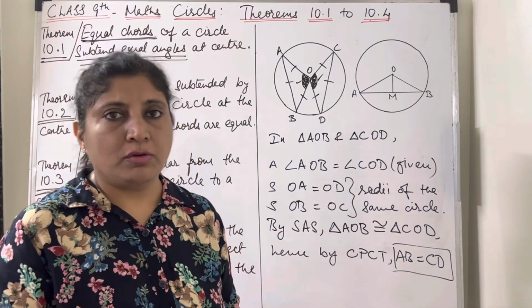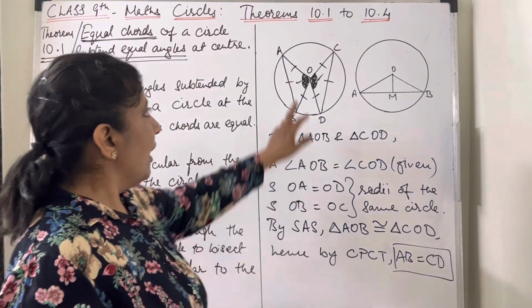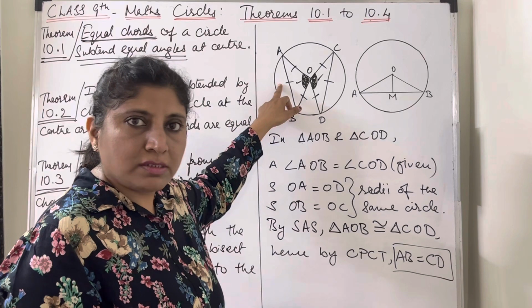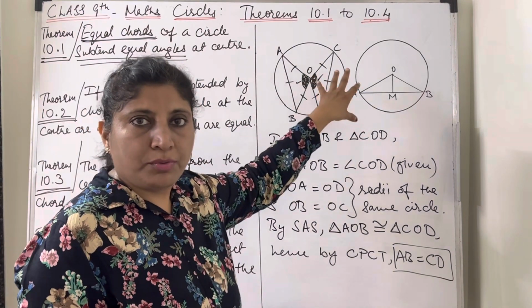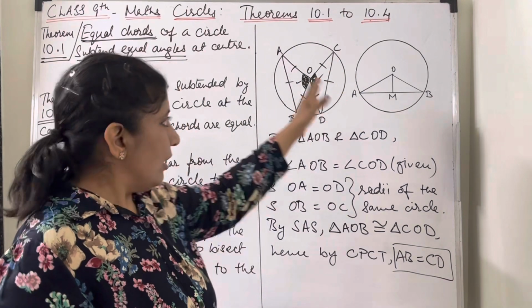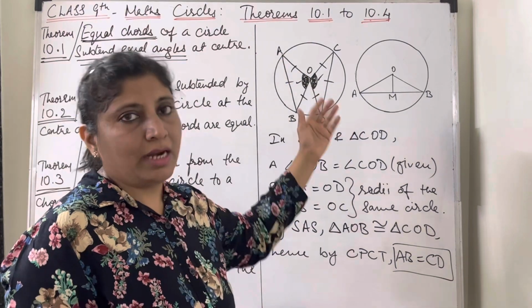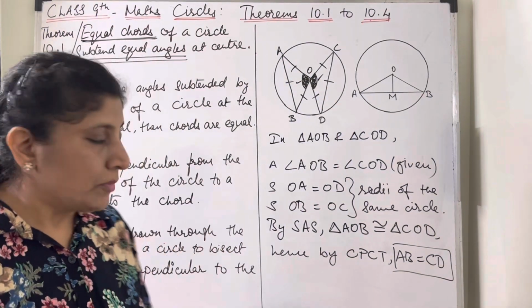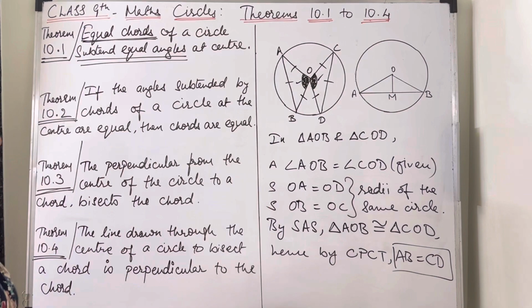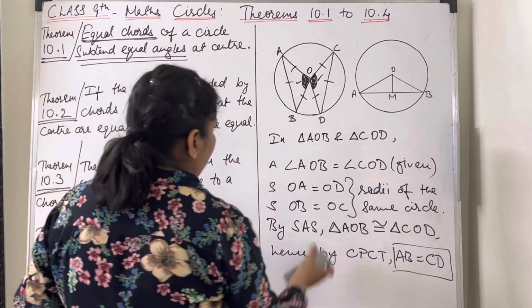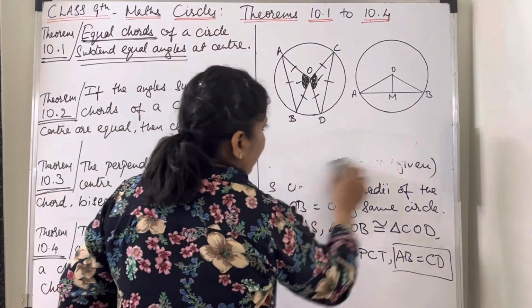So here also we are using the same concept. The only thing is, earlier the chords were given equal and we had to prove the angles equal. Now in this case the angles are given equal and we have to prove the chords equal. So this is 10.2. Hope this is clear, and let's move to 10.3.